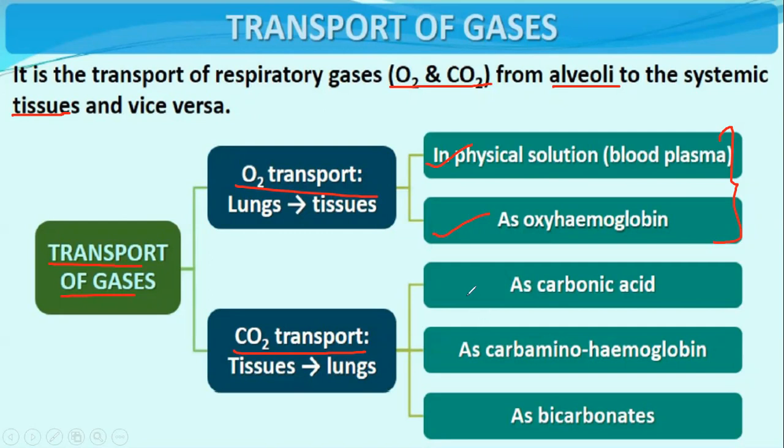Carbon dioxide transport, you have carbonic acid, very important. Carbonic acid as carbaminohemoglobin, important. Most important question is carbon dioxide is transported as bicarbonate ion. Nearly 71% of the carbon dioxide is transported as bicarbonate ions.